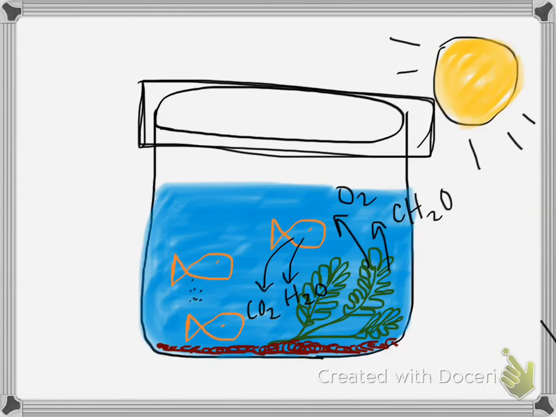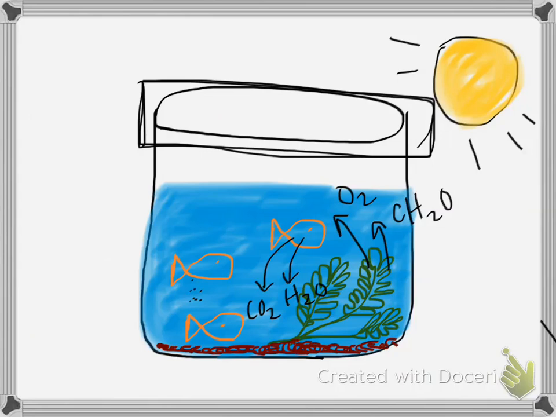So let's talk about, first of all, who is the autotroph in my pretend ecosystem? The plants. The plants are the autotrophs. Who are the heterotrophs in my pretend ecosystem? The fish. And who are the decomposers in my pretend ecosystem? The bacteria. Okay, so I've got a little system of gases going around here.